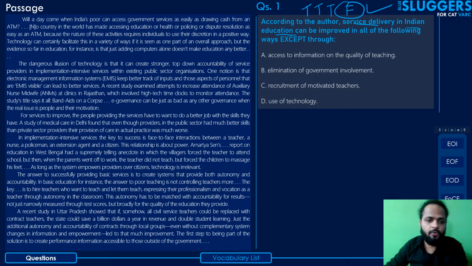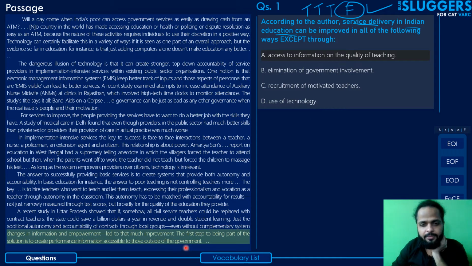Coming to option A, it says access to information on the quality of teaching. Yes, that's something the author mentions towards the end of the passage. He says the first step to being part of the solution is to make performance information accessible to those outside of the government. So that's correct, and because this is true, this can be eliminated.